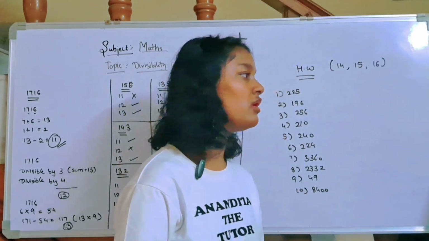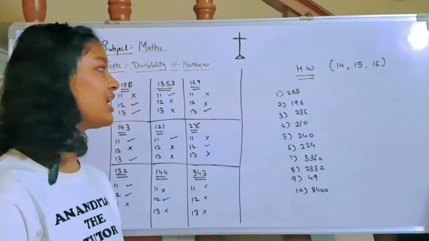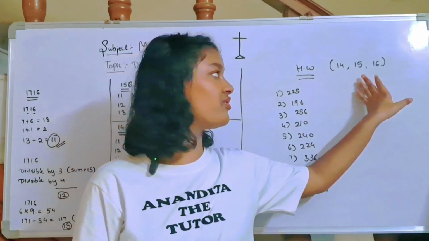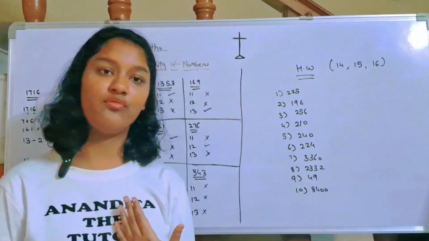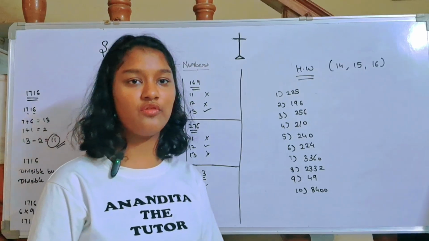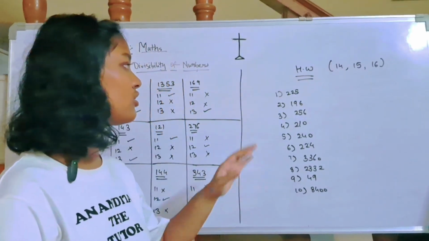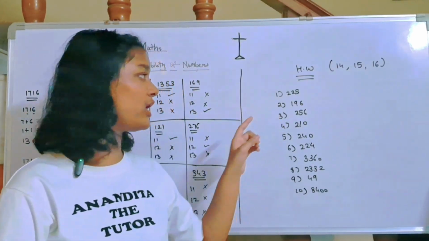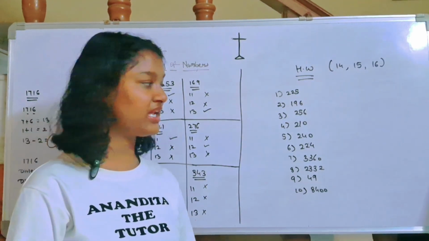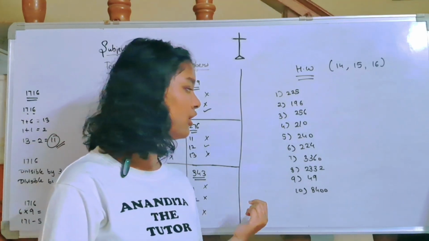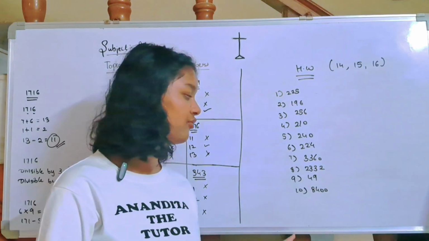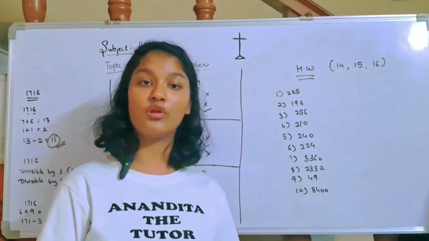Now for today's video, there is homework again. Today's questions: you have to check the divisibility for 14, 15 and 16, that is, whether the given numbers are divisible by 14, 15 and 16. You have to do this in the same way and write in the comment section what answers you got. So the questions are 225, 196, 256, 210, 240, 224, 3360, 2332 and 49, and lastly 8400.